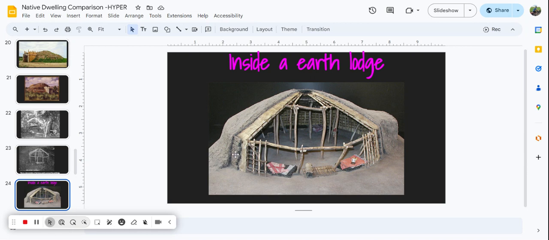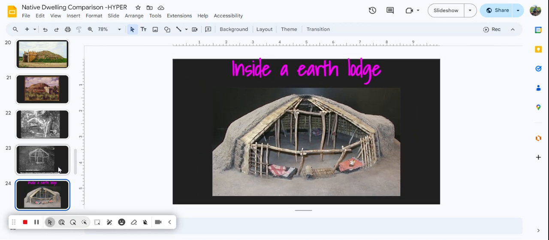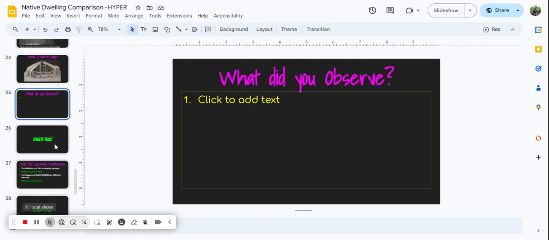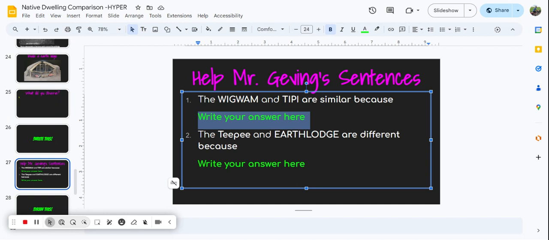Maybe on this one you'll talk about what you notice, especially on the side, as to what it is made of. What did you observe? Then you're going to help me finish some sentences. You'll write your answer in the green spot. So you'll help finish this one. The wigwam and the teepee are similar because, and then you'll say why. The teepee and the earth lodge are different because, and then you'll say why.